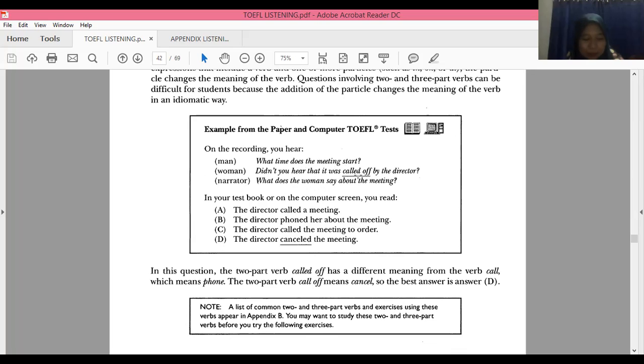We have the verb here. Okay, as usual, in listening, we need to identify which verbs. Apa verbnya supaya kita bisa dapat keywordnya. Here, didn't you hear that it was called off?